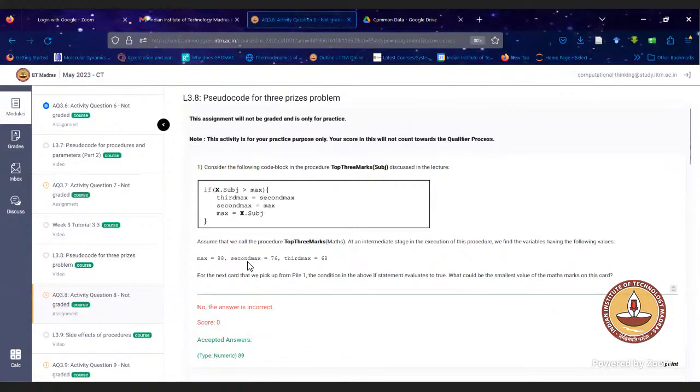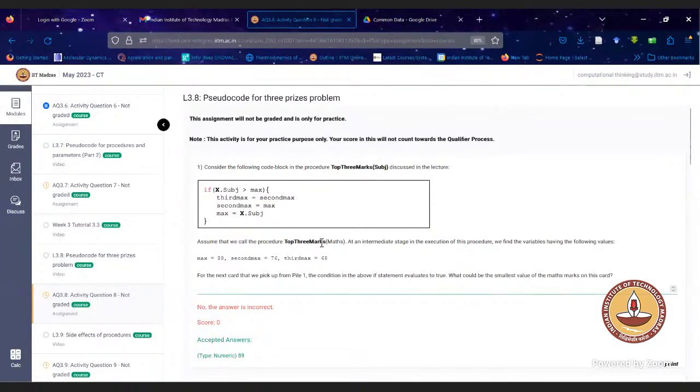Yeah, so read carefully. What it is saying is that for the next card that we pick up from the pile, the condition in the above if statement evaluates true. So this if statement is true. That means that x.subject is greater than max, so whichever next card has more marks than max. What is the minimum value this will have? The maximum is 88, and because it is greater than and not greater than or equal to, we can clearly see only one mark up will suffice this condition. That's why it becomes 89.